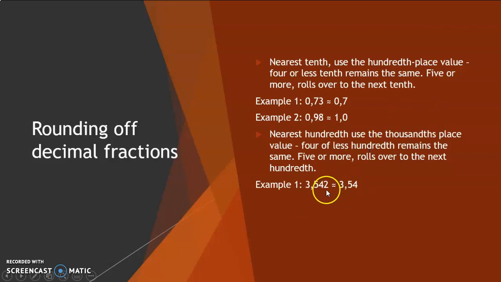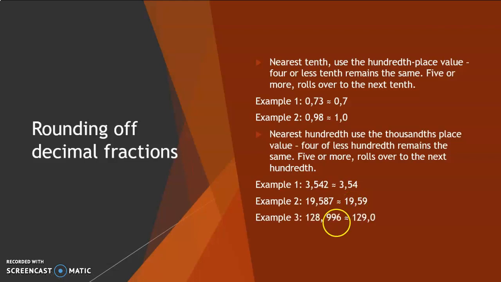I will look at my thousandths. 2 is less than 5, so my 4 will remain a 4. So 3,542 rounded off will be 3,54. If I look at the next example, 19,587, I will look at my 7. 7 is more than 5, so my 8 will roll over to the next hundredth. And then I have 19,59.